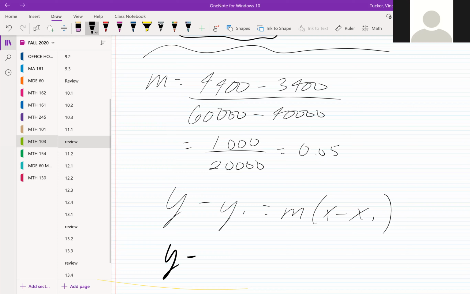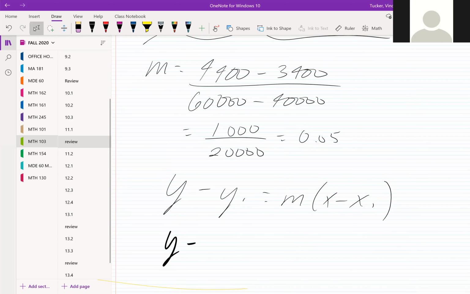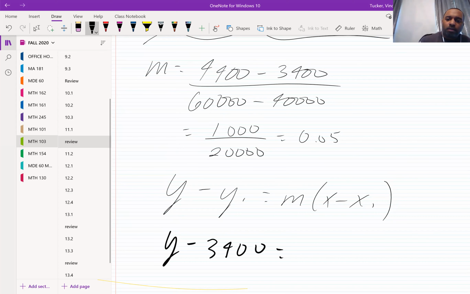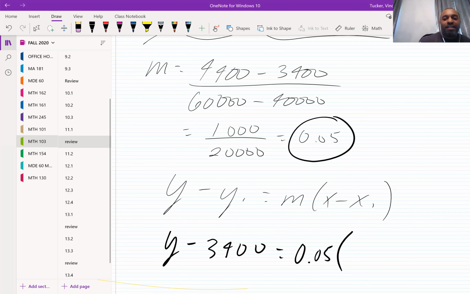I don't know what I'm doing wrong. After that, I have my y, and then I did minus 3,400, correct? And then I put an equal, and then I put m, but I can put that as 0.05, right? Did you do it as 0.05 or 5? That's what messed me up.